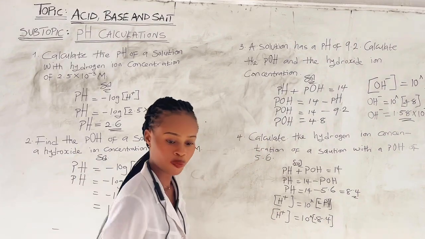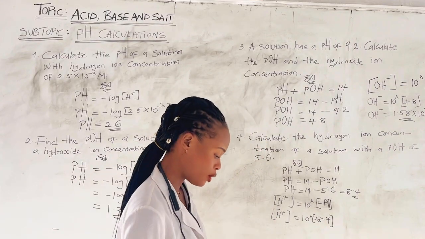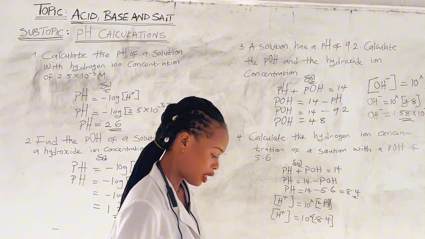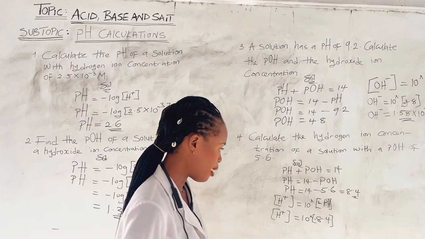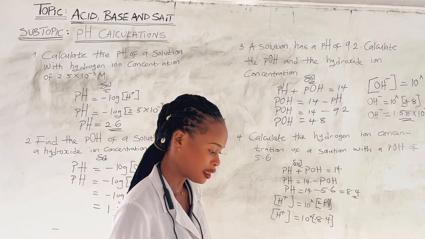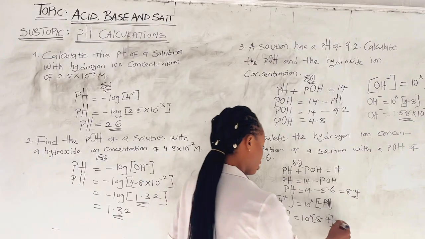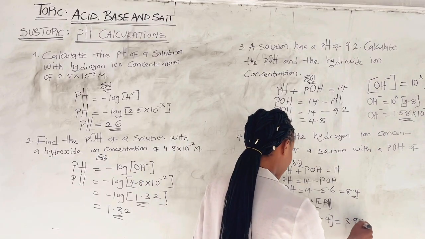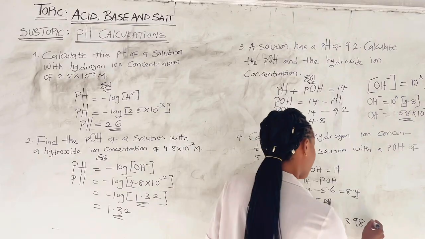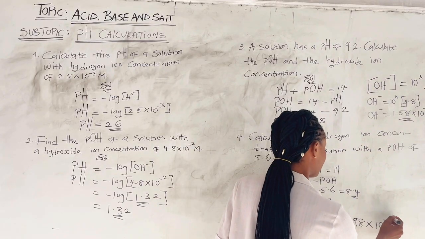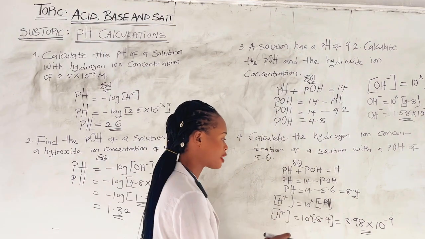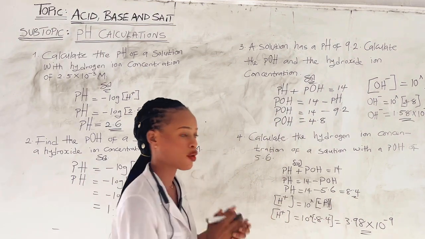Minus 8.4. So if we do that with our calculator very quickly, I just explained it to you. You press your shift, your log, and then you put it in a bracket, minus 8.4, and you close your bracket. Your answer will give you 3.981, but let's call it 3.9 times 10 raised to the power minus 9. So this is your final answer. Very simple. Your final answer is what? 3.98 times 10 raised to the power minus 9.